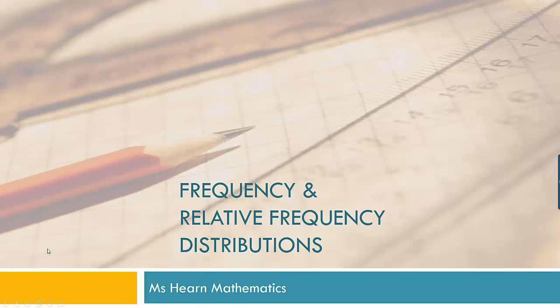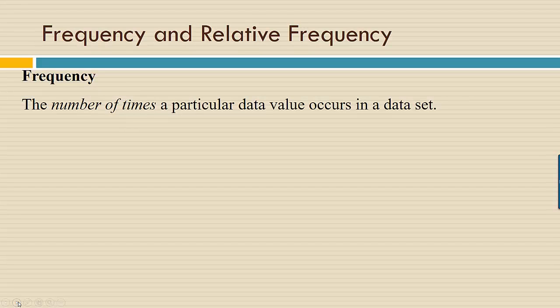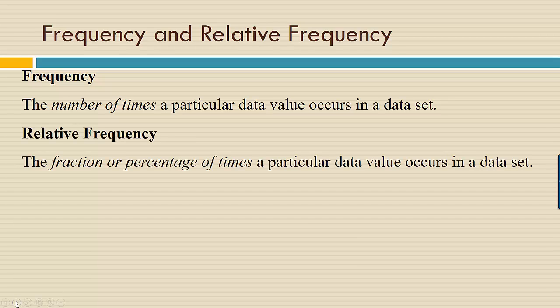In this video, we're going to discuss how to construct frequency distributions and relative frequency distributions. This is a topic from statistics. Remember, in statistics, we're analyzing sets of data. A frequency refers to the number of times a particular data value occurs in a given data set. A relative frequency is the fraction or percentage of times that particular data value occurs in the data set.